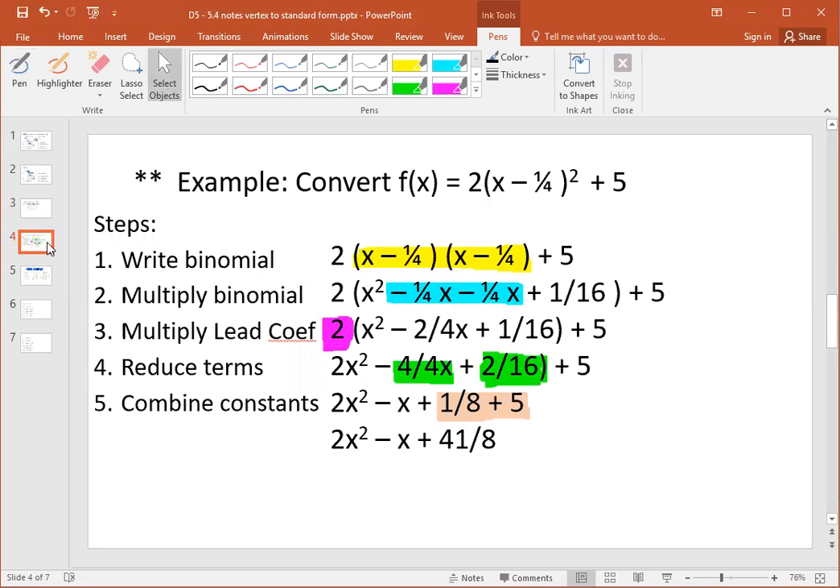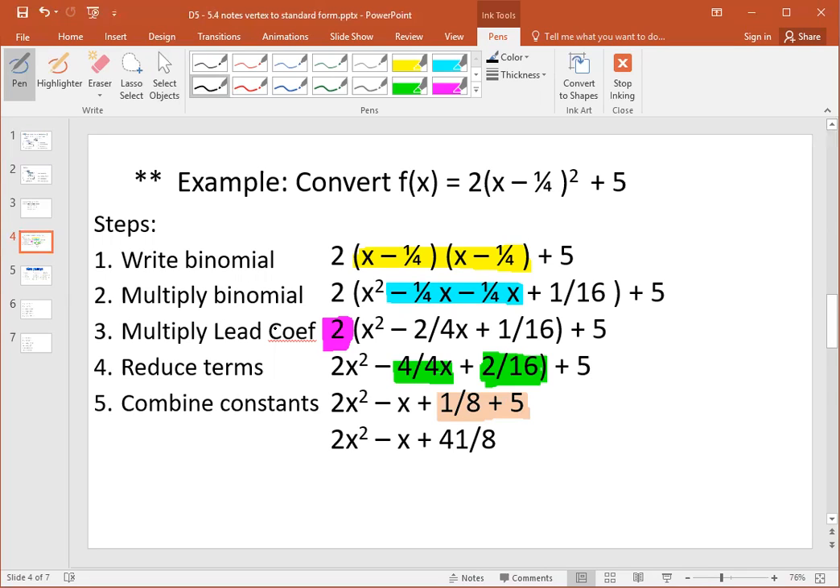Now in this case, they put the fraction inside of the binomial, so this makes it a little more difficult. The first thing we're going to do is rewrite that binomial. So that's here in yellow. Step 1, rewrite that binomial. Step 2 is multiply the binomials together. So this time x times x was x squared, -1/4 x, another -1/4 x, and then -1/4 times -1/4. 1 times 1 is 1, 4 times 4 is 16. So 1/16.